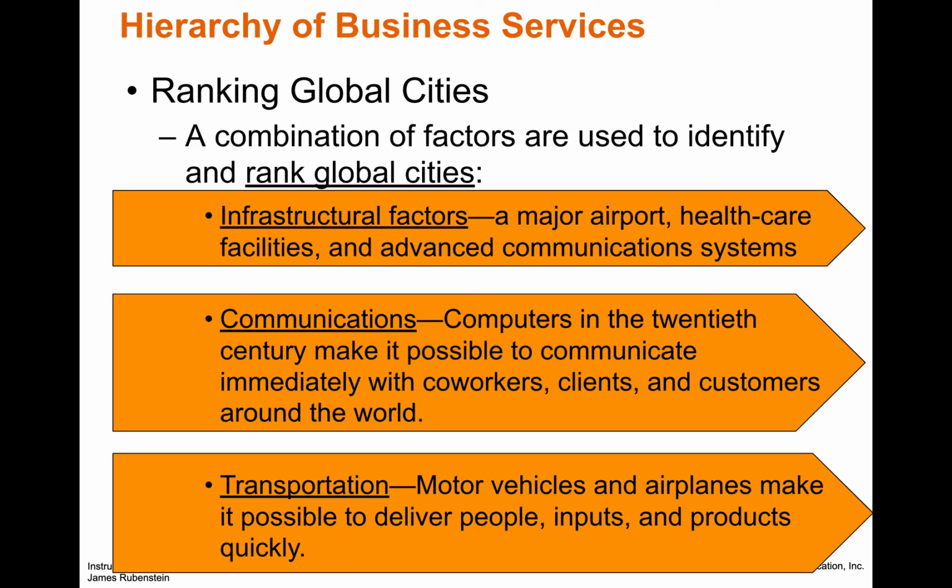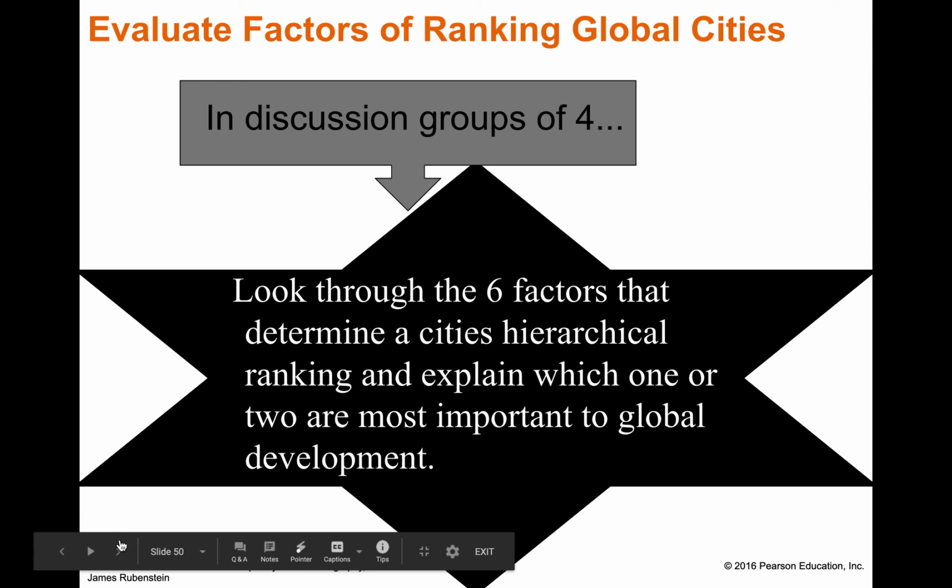Transportation. The evolution of transportation. We'll get to Borchart's Epics of Transportation, but now what we're looking at is transportation as motor vehicles and airplanes, but not just motor vehicles and airplanes. We're looking at light rails and mass transits, because the ranking of cities is always evolving, as are tertiary service jobs. All right, quickly review those 6 factors.